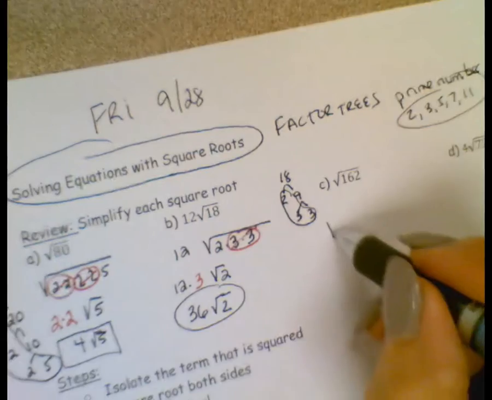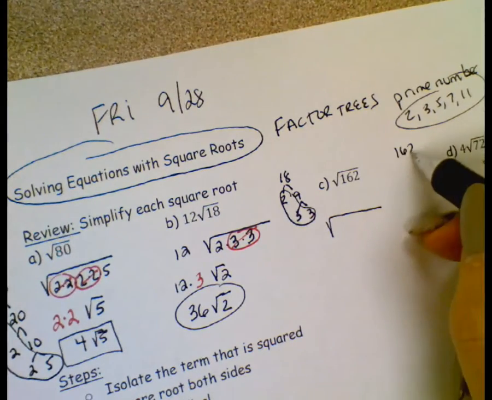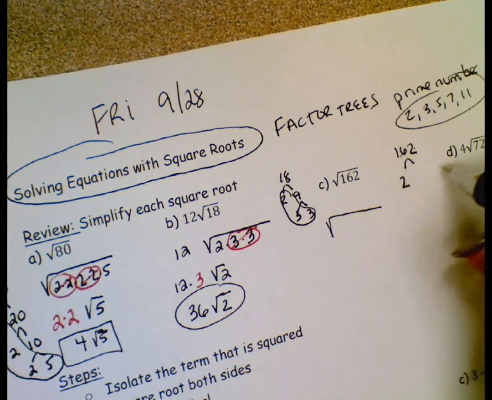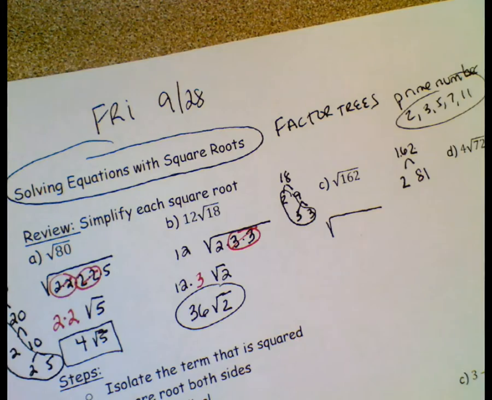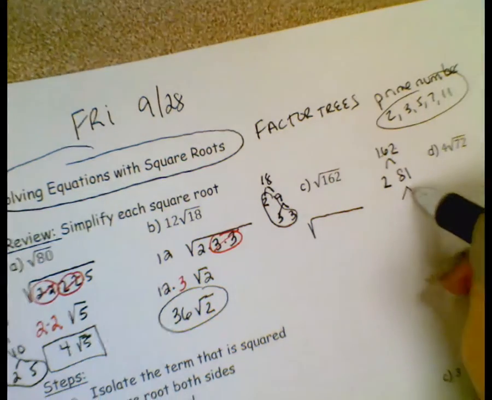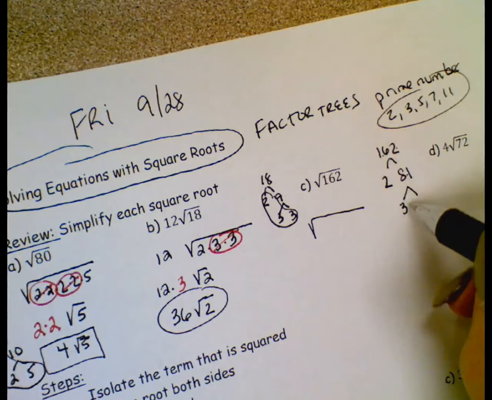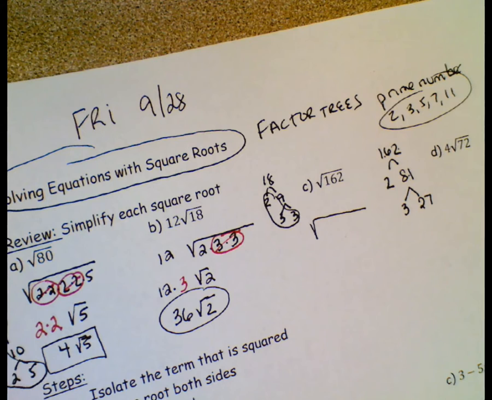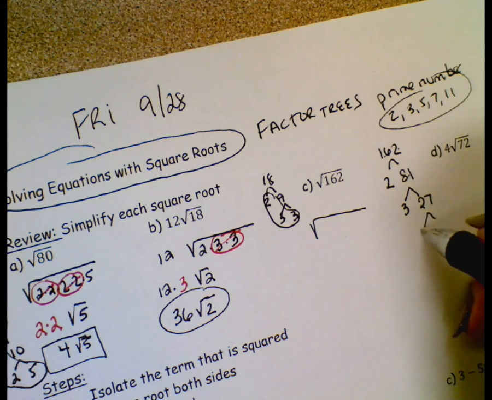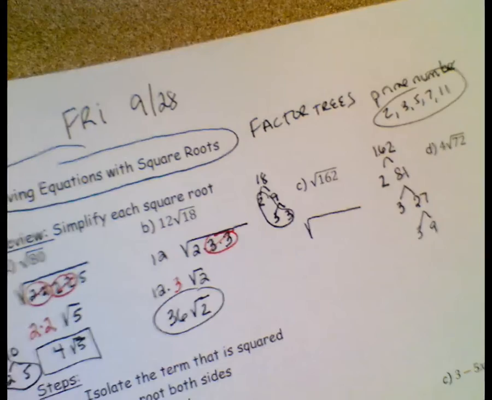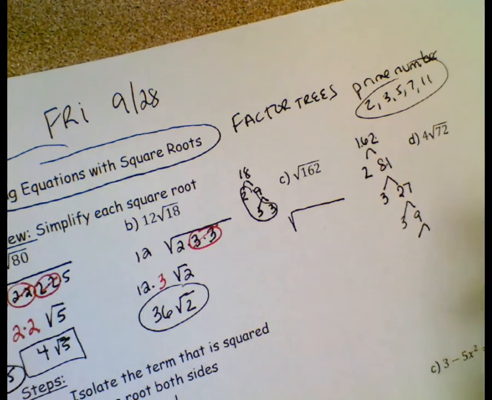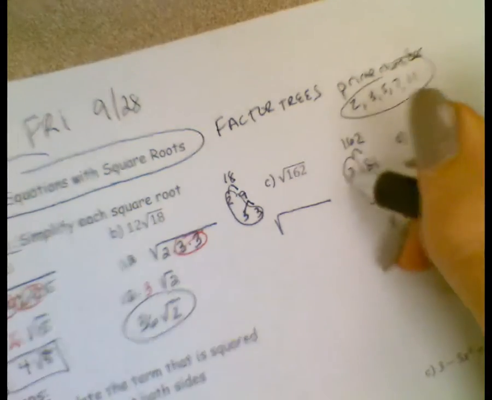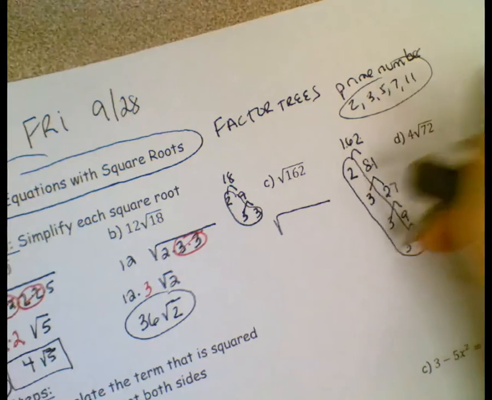So 162. It's a pretty big number, but manageable. So what is half of 162? Take 162 divided by 2 on your calculator. It is 81. Now 81 is no longer even, so I'm going to try 3. 81 divided by 3 on your calculator is 27. And 27 is 3 times 9. And 9 is, sorry, I have a cold, I think. 3 times 3. So these are all the factors of 162.